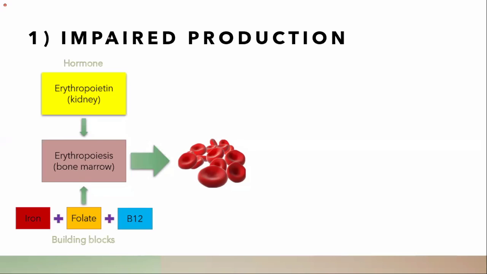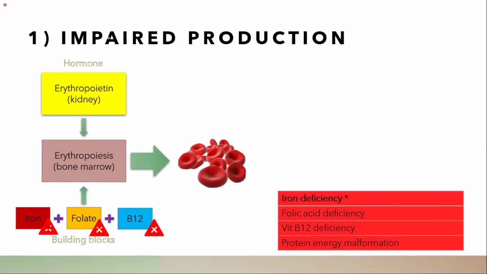So let us take a look at the first problem. When there is a problem with its building blocks, which is iron, folate, and B12 deficiency, which can be found in iron deficiency anemia, folic acid deficiency, vitamin B12 deficiency, both of which can cause a megaloblastic anemia, and protein energy malnutrition. And the most common cause of anemia in childhood is iron deficiency anemia.